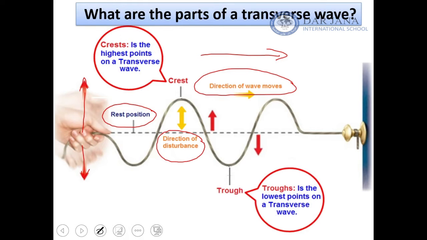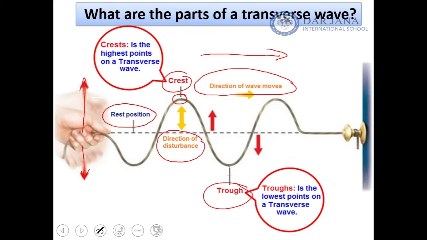Now the highest point of the transverse wave we call a crest, and the trough is the lowest point on the transverse wave.